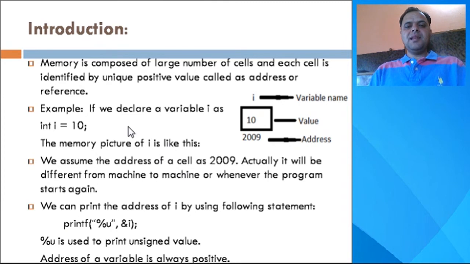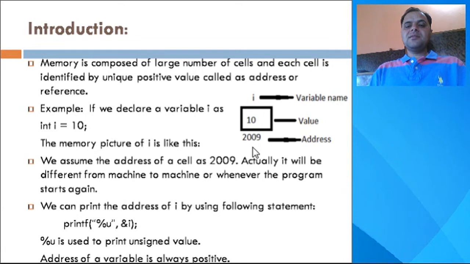For example, if we declare a variable, int i = 10. We have already used this statement in our previous lecture. So int i = 10 means i is an integer type of variable and 10 is assigned to it. So the memory picture of i is like this: the name of the variable, its value and its address. For example, this is i, its value is 10 and address is 209.